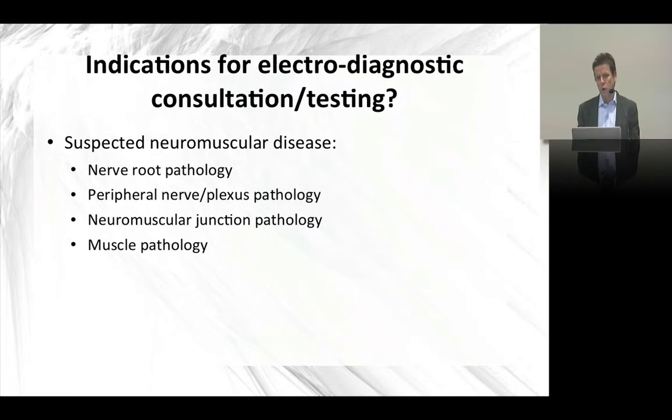So really, people are referred for these tests, or should be referred for these tests, when they're suspected to have a neuromuscular disease. That's a disease affecting the nerve root, the peripheral nerve, the neuromuscular junction, or the muscle itself. It's not for diseases of the central nervous system in general. It's not for musculoskeletal problems such as joint problems. It can obviously be helpful in ruling out these possibilities when another underlying diagnosis is suspected, but really they are designed around the neuromuscular system.